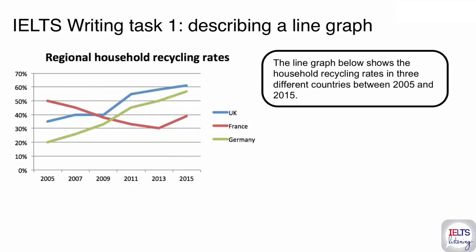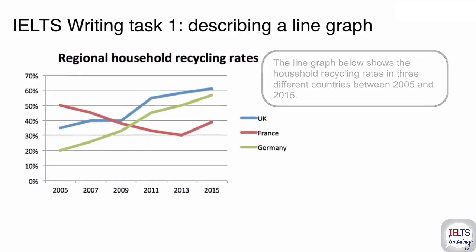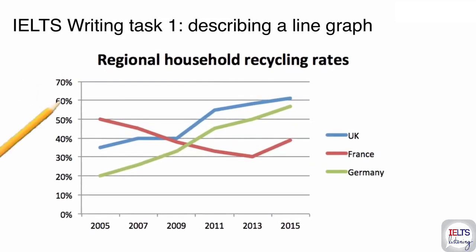So, you are always given a description of your graph in your topic. This information is very important as it helps you to understand what's going on in your graph. So, read the topic carefully. Now, we can take a closer look at the graph. Down the vertical axis, we have the percentages, and along the horizontal axis, we have the years. We can also see that we have 3 countries, the UK in blue, France in red, and Germany in green. So that's our line graph.